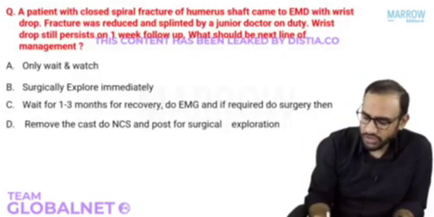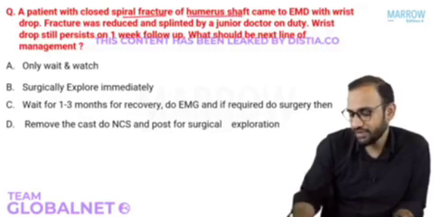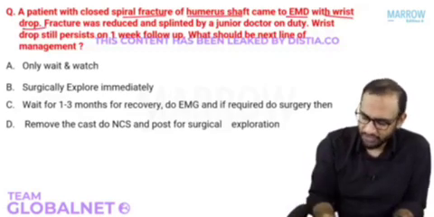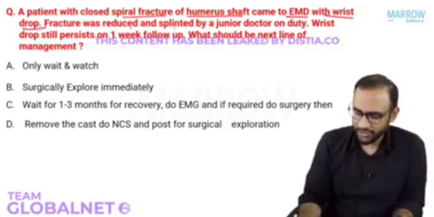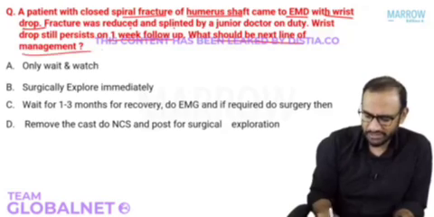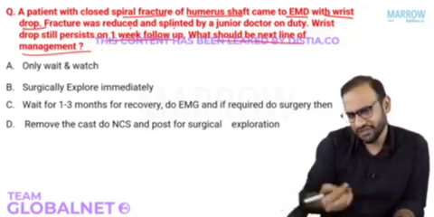Now, a patient with closed spiral fracture of the humerus shaft came to the emergency department with wrist drop. Means there is a radial nerve palsy. Fracture was reduced and splinted by a junior doctor on duty. Wrist drop still persists on 1 week follow-up. What should be the next line of management? It's only been 1 week. It's a neuropraxic injury. We've discussed this.